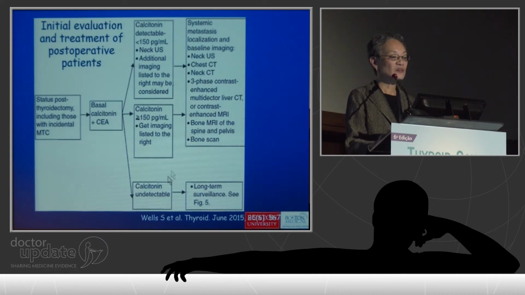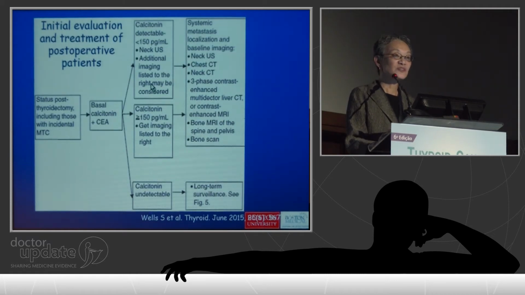On the other hand, if the calcitonin is high, greater than 150, that actually is very positive for persistent metastatic disease. And in that case, you're going to get a whole series of tests to look for the disease. Neck ultrasound first, because that's the easiest. A chest and neck CT. You're going to look at the liver, either by a contrast liver protocol CT or an MRI. You're also going to look at the bone with a bone scan.